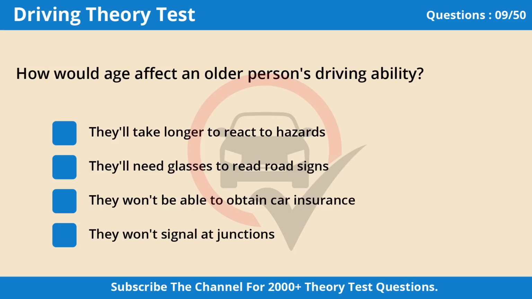Question 9. How would age affect an older person's driving ability? A. They'll take longer to react to hazards. B. They'll need glasses to read road signs. C. They won't be able to obtain car insurance. D. They won't signal at junctions.